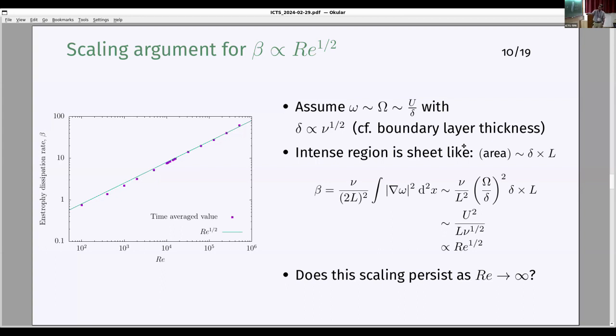The important question, of course, is does this scaling persist as the Reynolds number tends to infinity? At that we don't know, but as far as the numerical data suggests, this scaling probably persists, and that means the entropy dissipation rate diverges weakly. Okay.